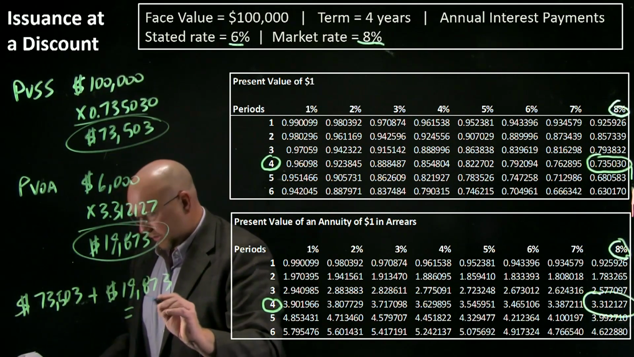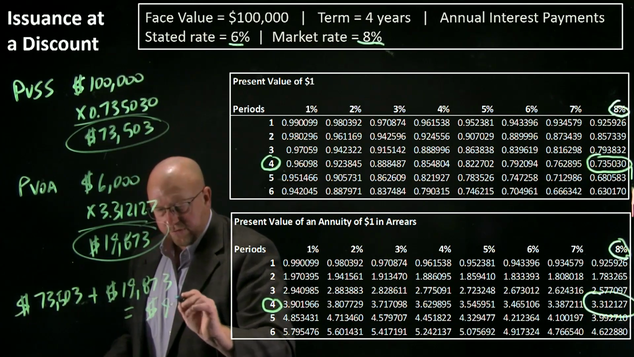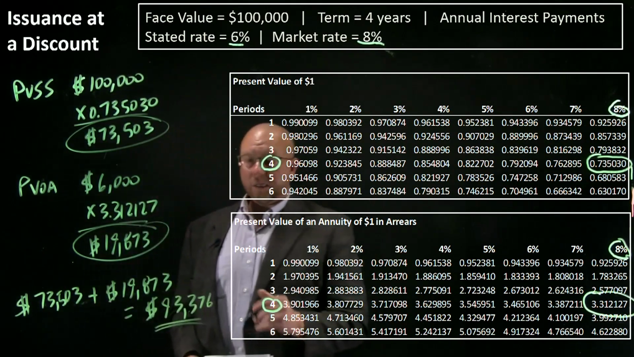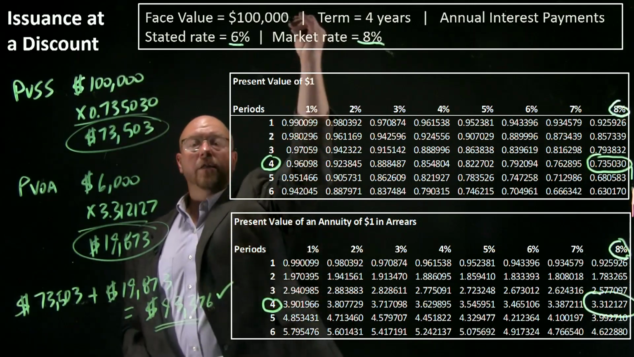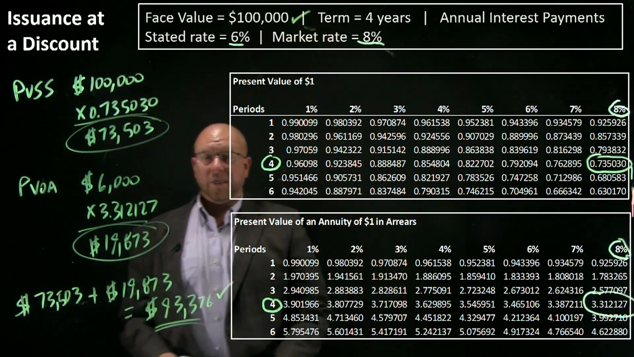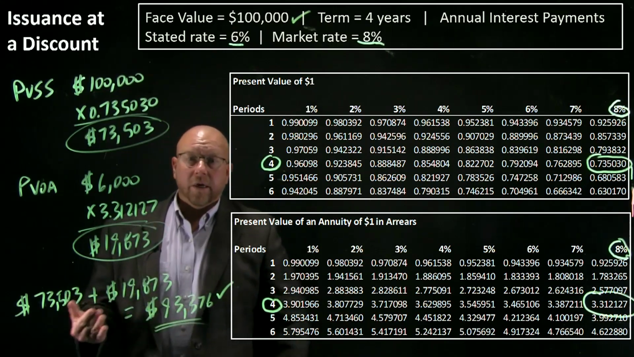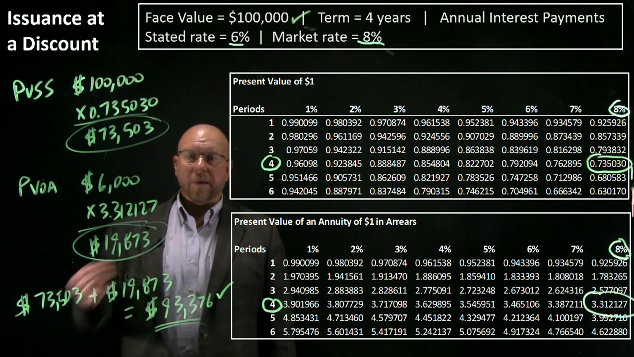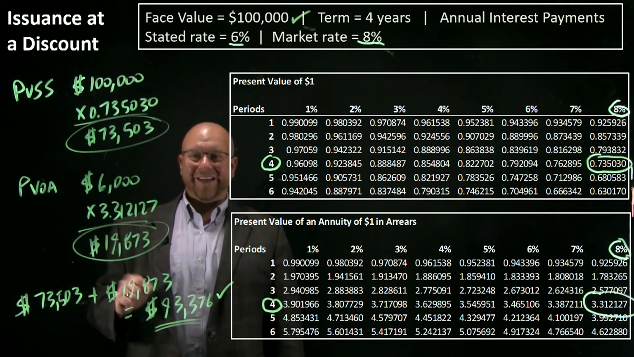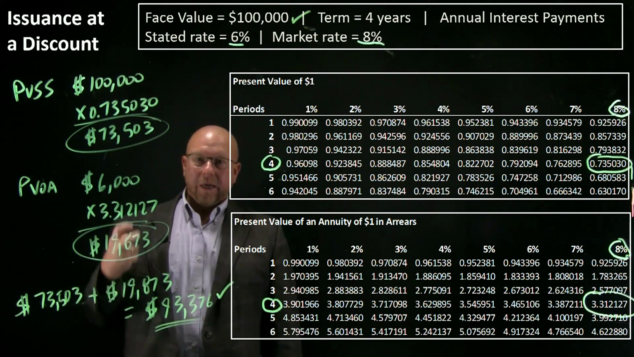And that's going to give us an issuance price of $93,376. Which is a discount. It is lower than the $100,000 we see right here. That's because this is like the car that has a few dents in it, okay? Or the car that needs new tires or maybe a new engine. You'll buy it if the price is right, and that is the concept here.